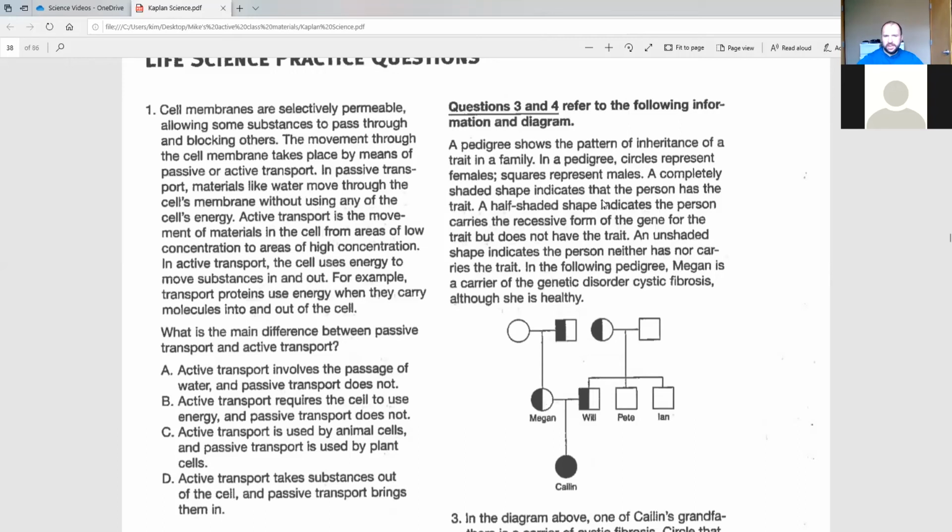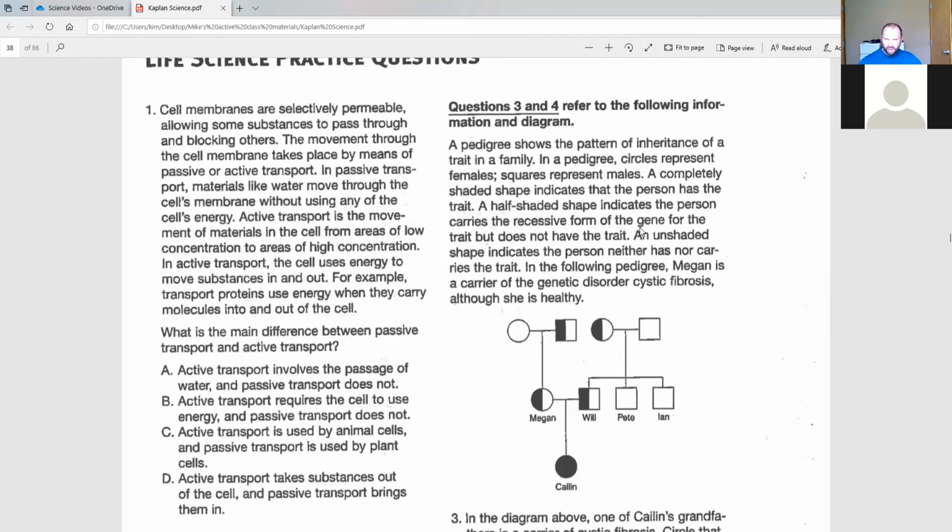A half-shaded shape indicates the person carries the recessive form of the gene, but does not have the trait, right? So, like if this were eye color and the trait was blue eyes, it's possible to carry the trait of having blue eyes but not actually have blue eyes. That's just the way genetics works. Things are passed down. That's the reason that your children don't necessarily have the same eye color. It's possible there are genes that aren't visible that get passed down through your genetics.